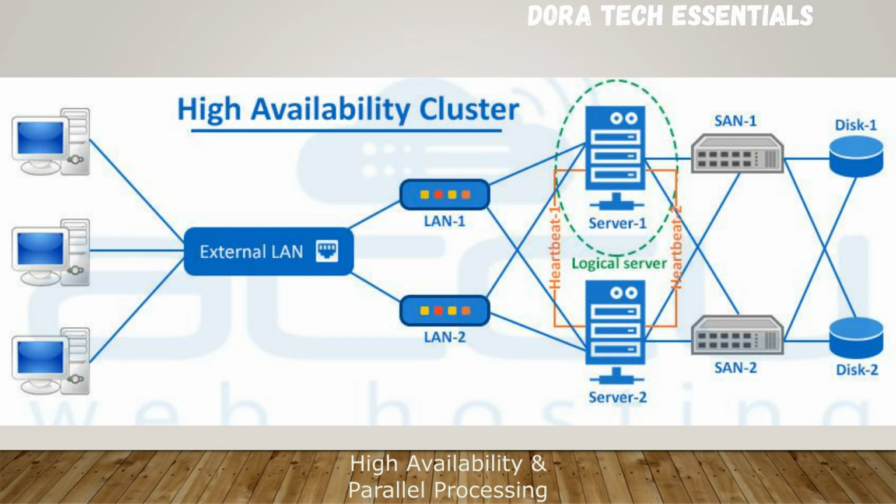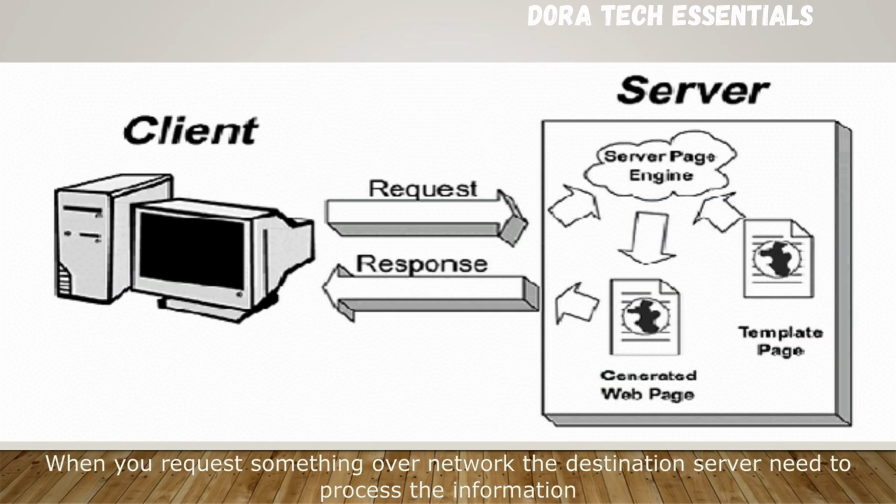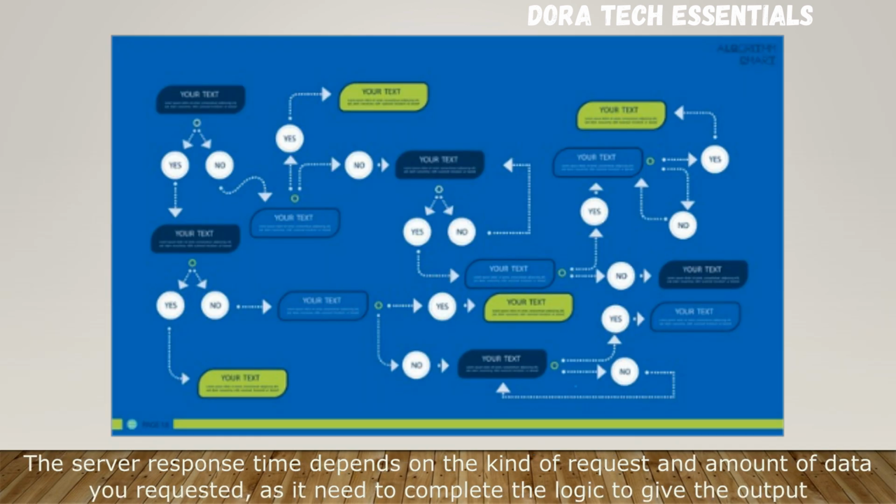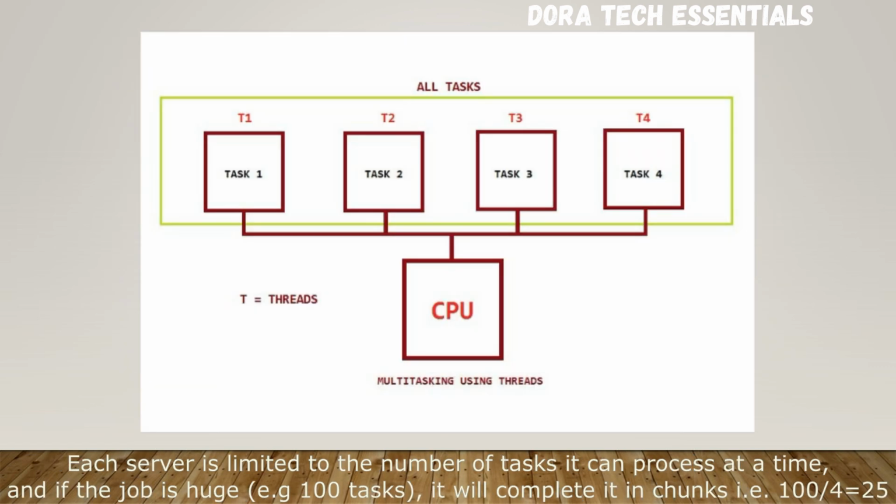High availability. When you request something over a network, the destination server needs to process the information. The server response time depends on the kind of request and the amount of data you requested, as it needs to complete the logic to give the output. Each server is limited to the number of tasks it can process at a time, and if the job is huge, it will complete it in chunks.